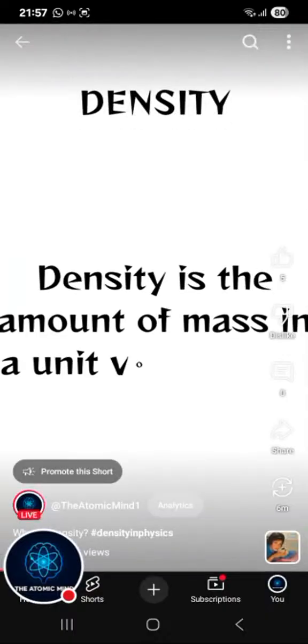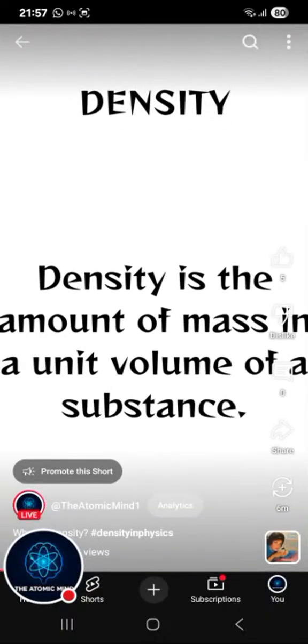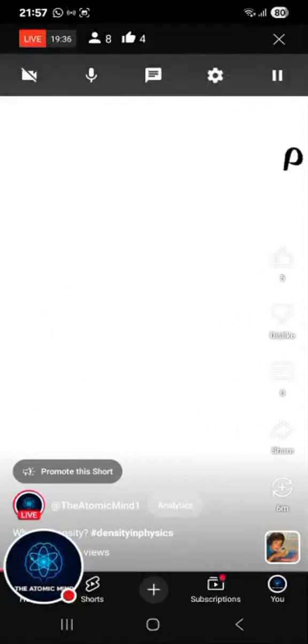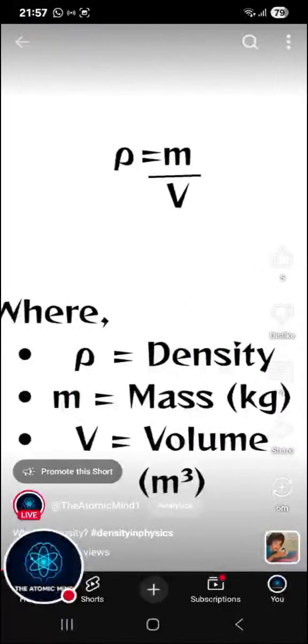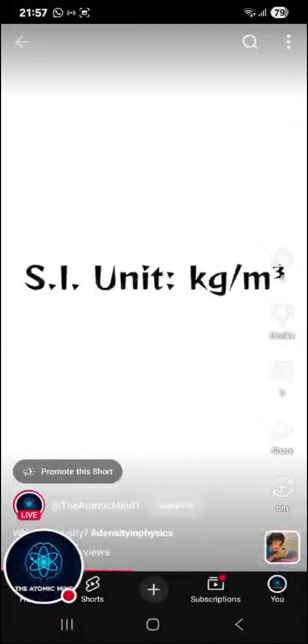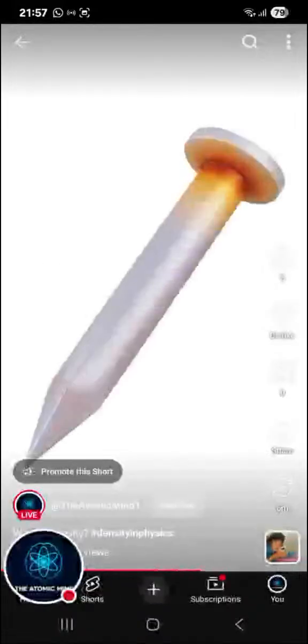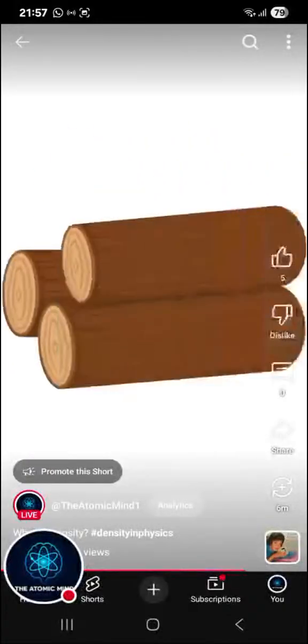Density is the amount of mass in a unit volume of a substance. Its formula is rho is equal to m over v, where rho represents density, m represents mass in kilogram, and v is volume in meter cube. SI unit is kilogram per meter cube. Objects with high density have more mass packed into a small space, like iron. Objects with low density have less mass for the same volume, like wood.